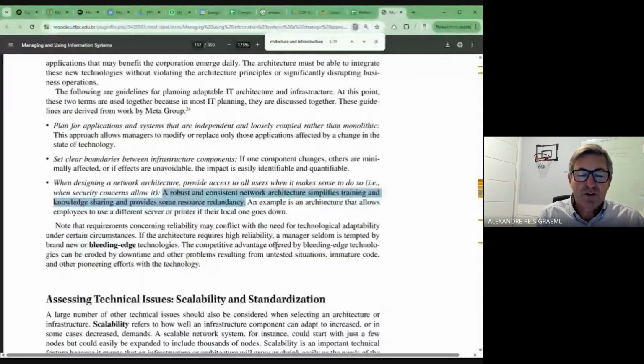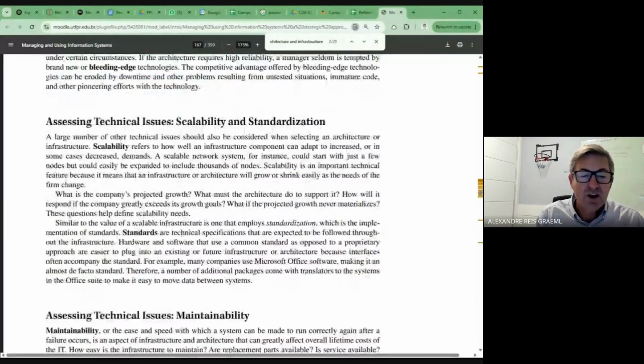Then they talk a bit about the issues related to scalability and standardization. So scalability refers to how well an infrastructure component can adapt to increased or even decreased demands in the future. Right? Again, we should not think that we are here as a company to grow indefinitely. There may be a situation where we want to shrink or become smaller. And if we do have control over the infrastructure so that we can get rid of part of it, this scalability in reverse will also be very beneficial.